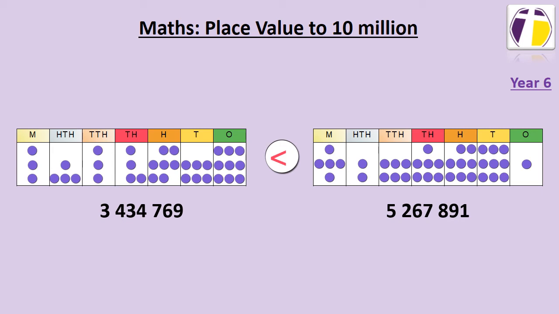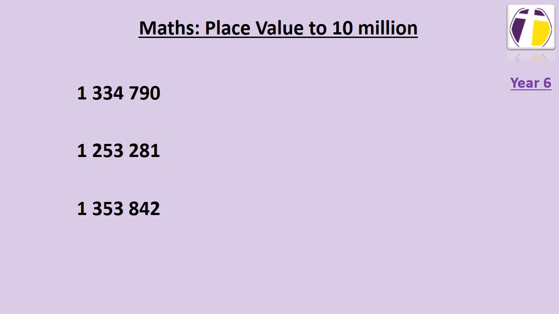When we are ordering and comparing numbers, we begin by looking at the biggest place value column, and we work through the number if any digit is the same to be able to compare. This example demonstrates that further. Here we have three numbers, 1,334,790, 1,253,281, and 1,353,842. When we are comparing these, every number begins with 1 million, so we need to look at the next column, which is the hundred thousands.